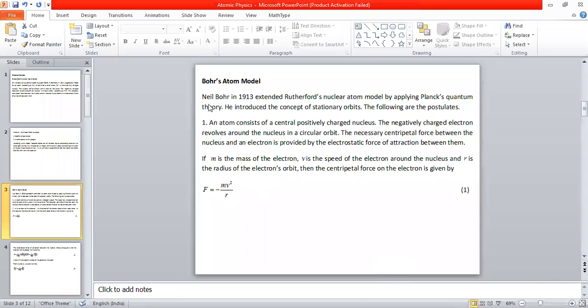Okay, this person Niels Bohr observed all these things, and he extended Rutherford's nuclear atom model. Rutherford put forward his model, and exactly after 2 years, in 1913, Niels Bohr proposed certain modifications to Rutherford's model. After these modifications, the model is what we call Bohr's atom model. While making these modifications, he made use of Planck's quantum theory.